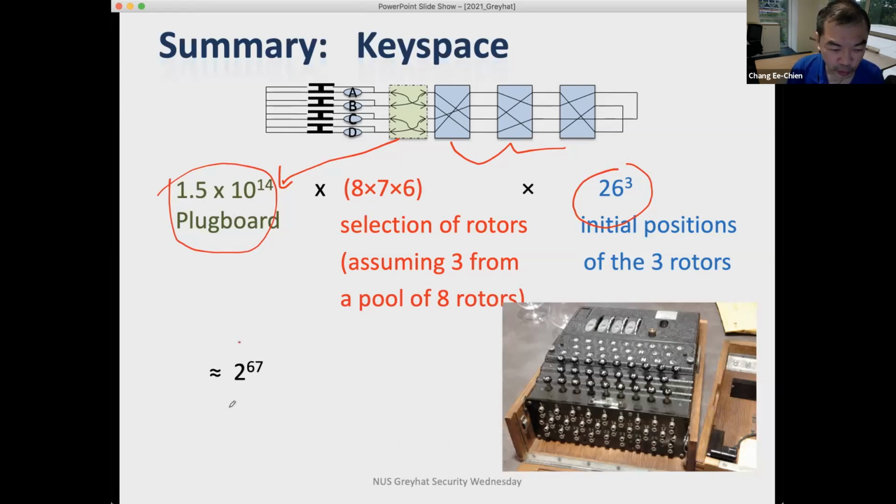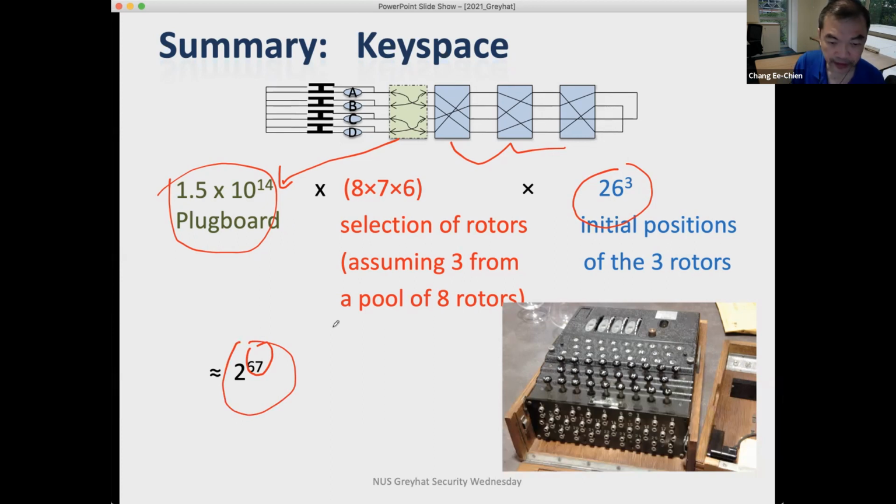After you do it, 2 raised to the power 67. In today's compute power, 2 raised to the power 67 can be done quite easily with a computer. But 30 years ago, even with a computer, 2 raised to the power 67 was still not reachable. So Germany is very proud of it.